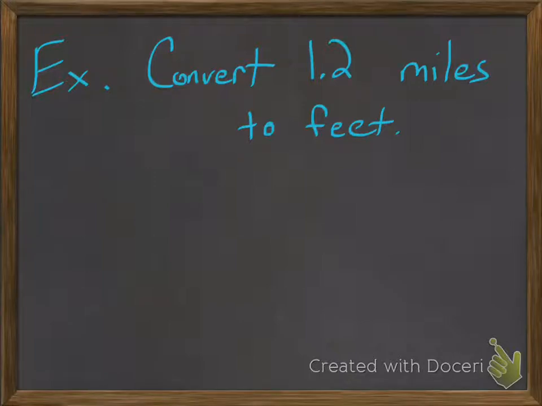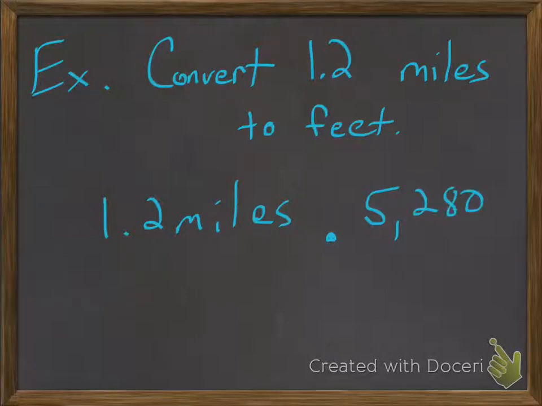Alright, example. Convert 1.2 miles to feet. This is pretty easy. We want to convert 1.2 miles to feet. So we have 1.2 miles, and we're going to multiply it by a conversion factor. So if we're going to convert to feet, we want to make sure that goes on top. So how many feet are in a mile? Well, there's 5,280 feet in a mile. And that's my conversion factor.